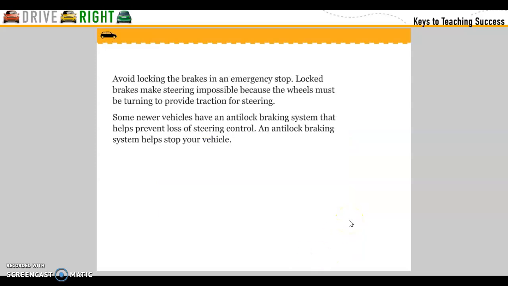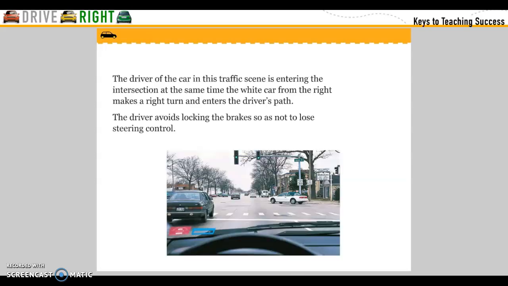Avoid locking the brakes in an emergency stop. Locked brakes make steering impossible because the wheels might not be turning to provide traction for steering. Some newer vehicles have anti-lock brake systems that help prevent loss of steering control. An anti-lock brake system helps stop the vehicle. The driver of the car in the traffic scene is entering the intersection at the same time the white car from the right makes a right turn and enters the driver's path. The driver avoids locking the brakes so as not to lose steering control.